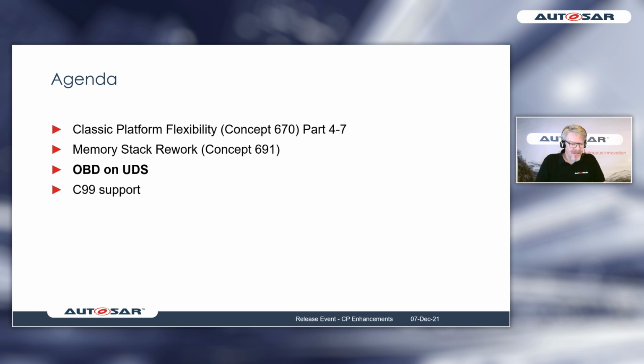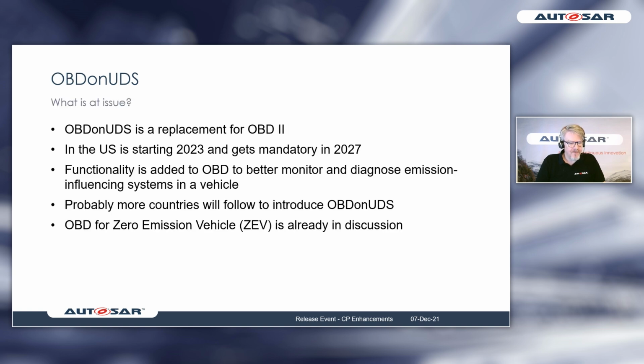The next enhanced topic is OBD on UDS. This is also very important because it's about legislative OBD diagnostics. OBD on UDS is the replacement for OBD2 diagnostics, which is usually mandatory for combustion engine vehicles sold in the whole world. OBD2 is a US standard, and each country has derived standards from this OBD2. OBD on UDS is starting in 2023, and it's becoming mandatory for newly produced vehicles in 2027.